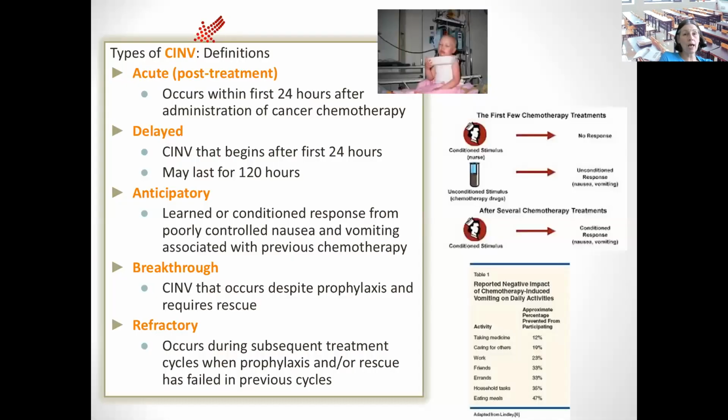So there's different kinds of chemotherapy-induced nausea and vomiting. Acute is like, I give you your medicine, the medicine caused it, so usually within the first 24 hours after chemo, the nausea and vomiting starts. If it lasts longer than that first 24 hours, we call it delayed, where it can last for up to 120 hours or even longer. So you think 120 hours, what is that? That's 5 days, right? And sometimes there's a few that even have longer.